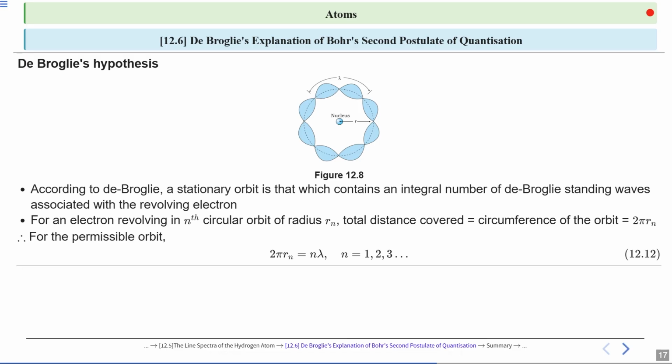So for an orbit to be allowed, the circumference must equal n times the wavelength, or we can say 2πrn is equal to nλ, where n is a whole number, 1, 2, 3 and so on, and λ is the wavelength of the electron. This condition ensures that the electron wave forms a standing wave around the nucleus. Mark it as equation 12.12.